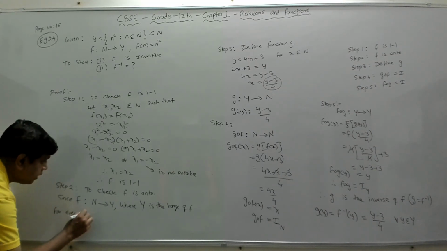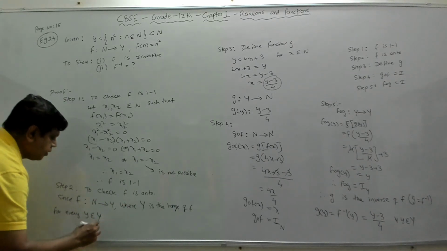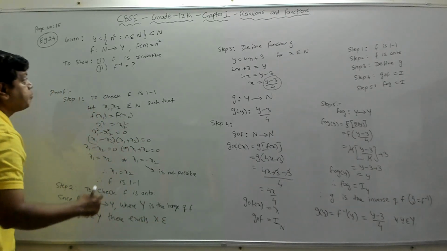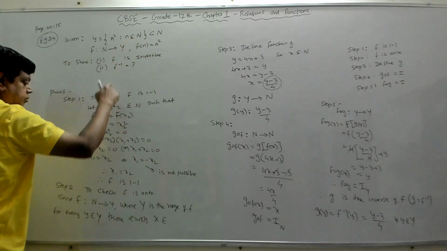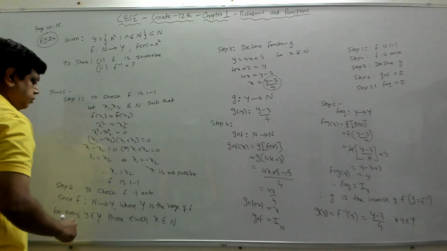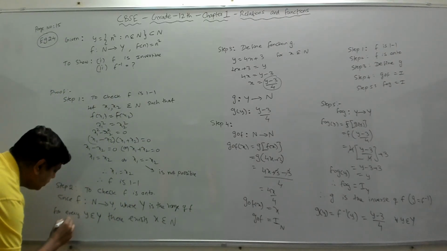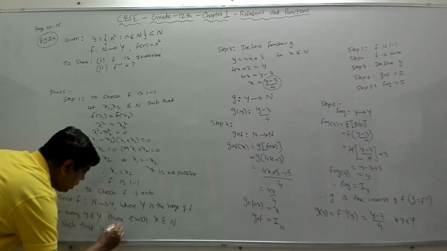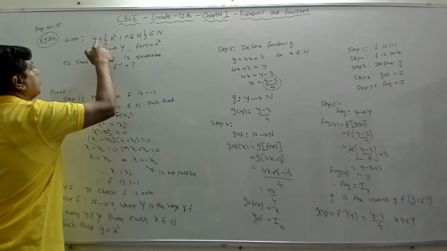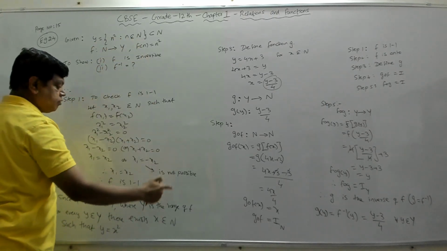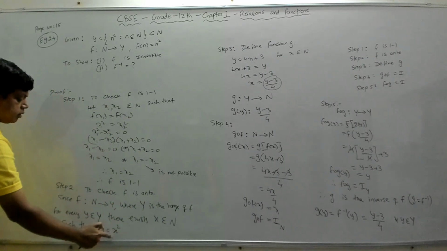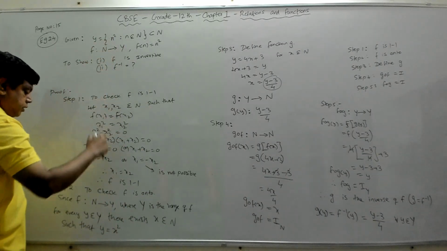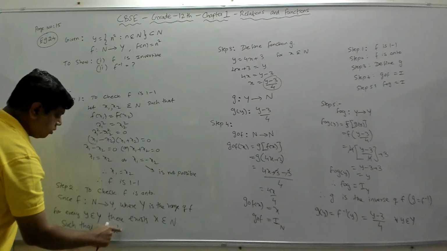For every y belonging to capital Y, there exists x belonging to N such that y is equal to x square, because y is of the form n square for any n belonging to N. If x belongs to N, y will be of the form x square, all the square numbers y has. So such that y equals x square.